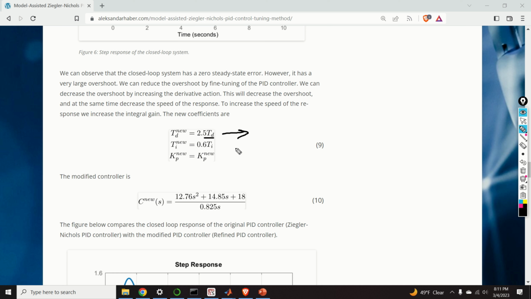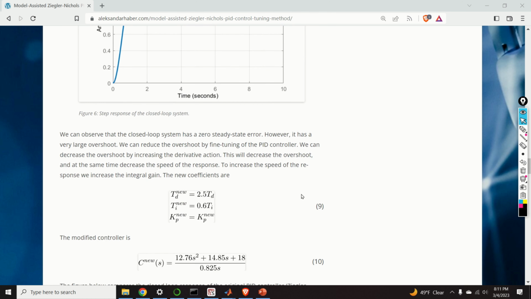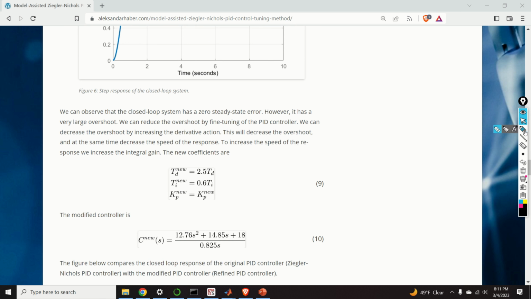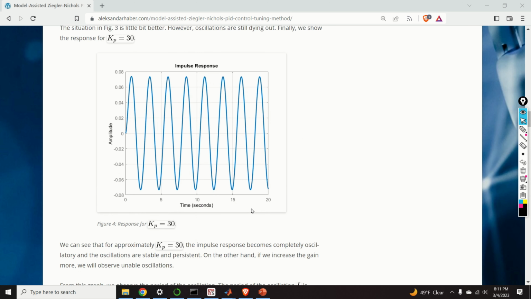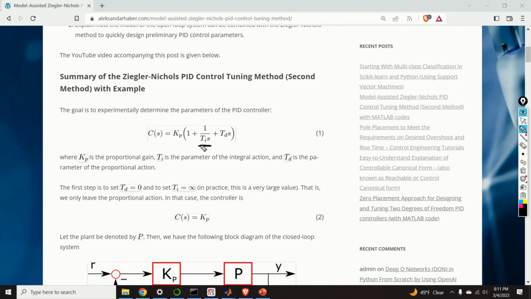This will actually have the following effect on the closed loop response. By increasing the damping, yes, we are going to dampen the output. However, we will see that our response is slower. So, to improve the response, that is to improve the rise time of my system, I will increase the integral action. We can increase the integral action by decreasing the parameter Ti, this parameter over here. This is because the integral action is inversely proportional to Ti, as you can see over here.